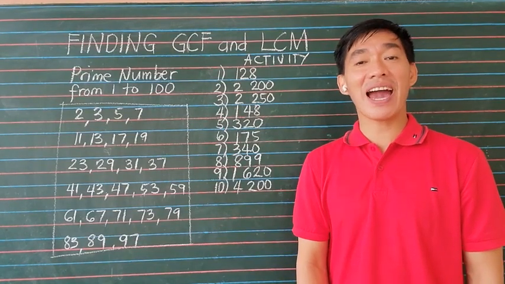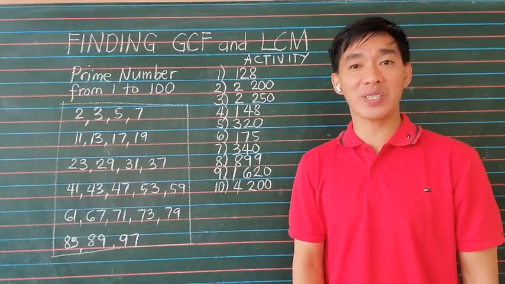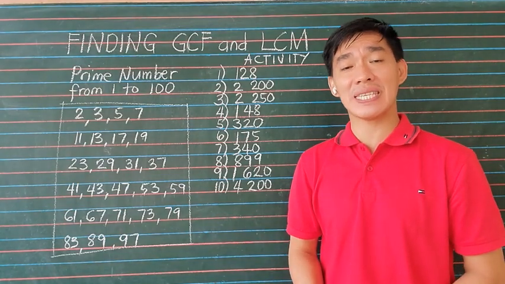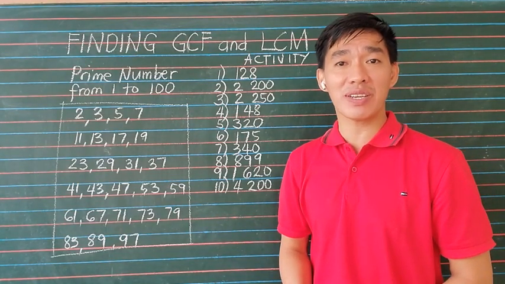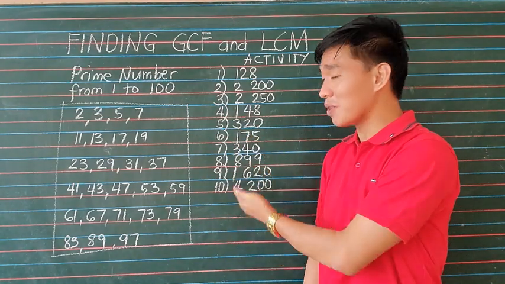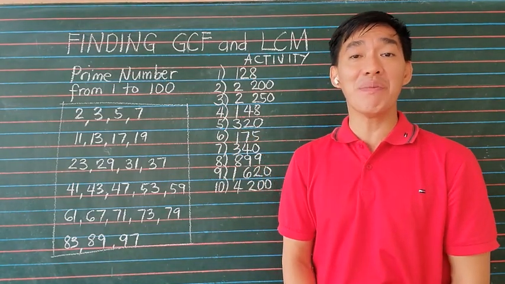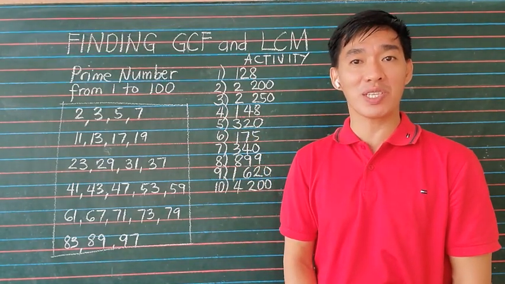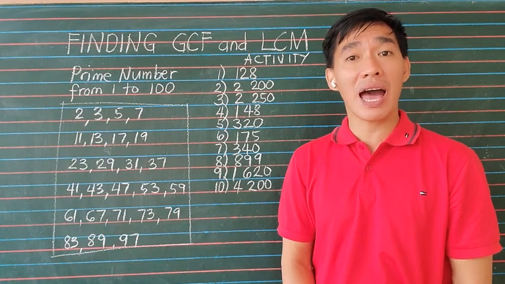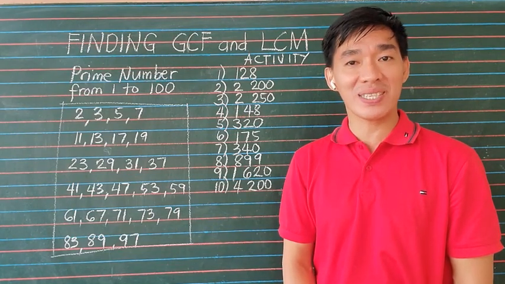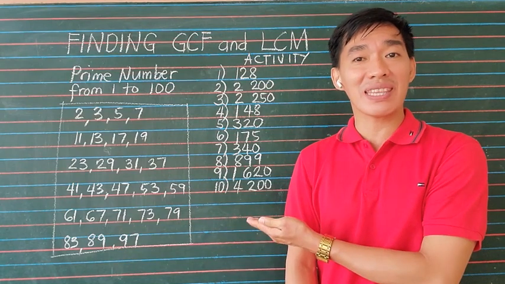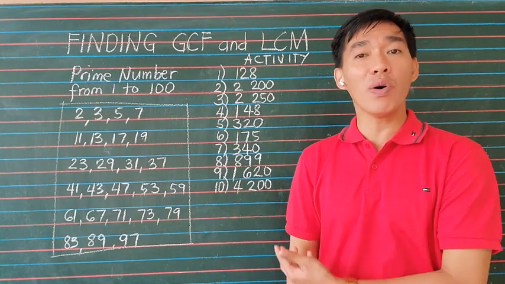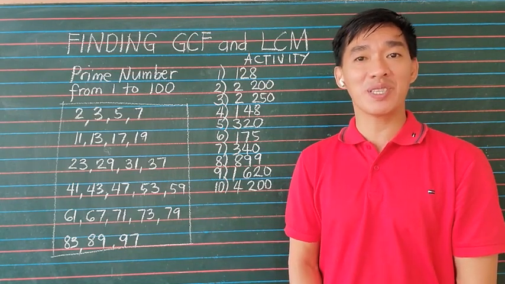So this time, I think you are now ready for our first activity. Our first activity is to get the prime factorization of these numbers. That is also reflected on page number 3 of your module. However, if you don't have the module with you, you can pause this video and try to get the prime factorization of all these numbers from 1 up to 10. Good luck!